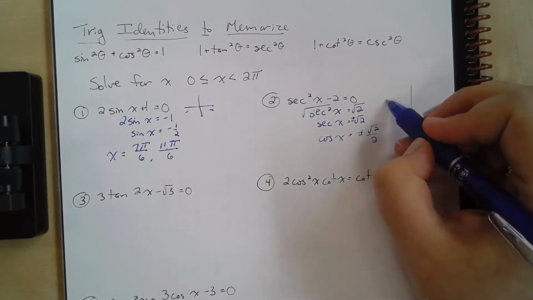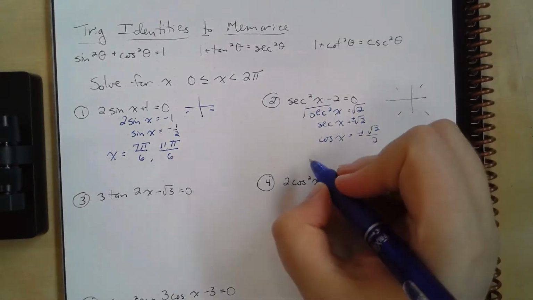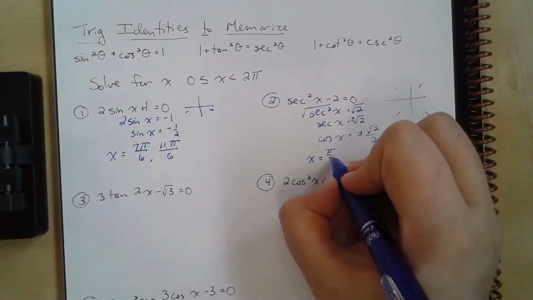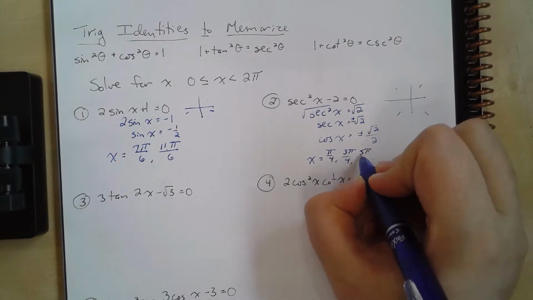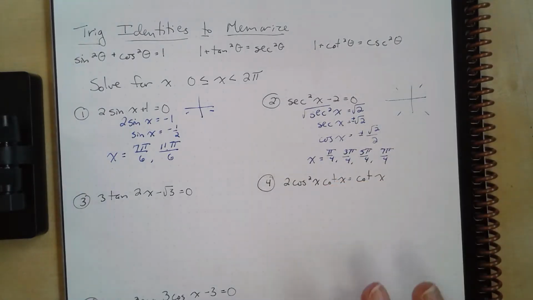We know that cosine is going to be equal to radical 2 over 2 in these 4 areas. Therefore, x must be equal to pi over 4, 3 pi over 4, 5 pi over 4, and 7 pi over 4. Let's look at number 3.